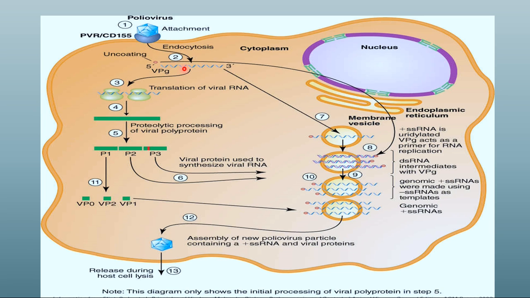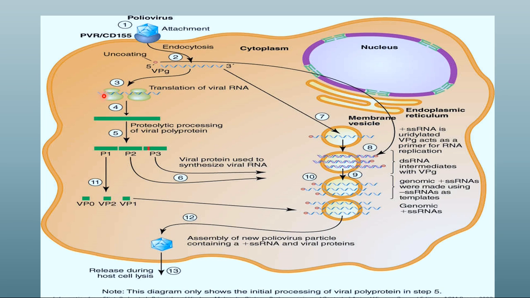The 5' end of the RNA has a long sequence that can fold into several stem loops, so it forms loop-like structures. The VPg protein and the stem loops mimic the cap binding complex, and these permit binding of the poliovirus mRNA to the host cell ribosome.